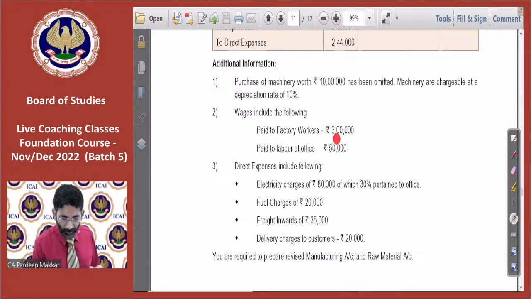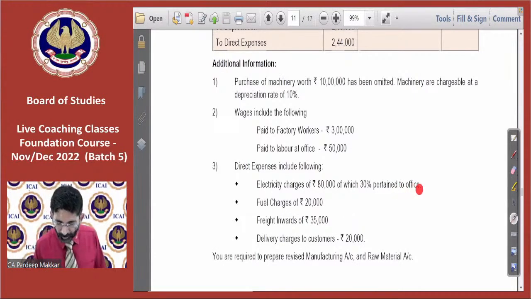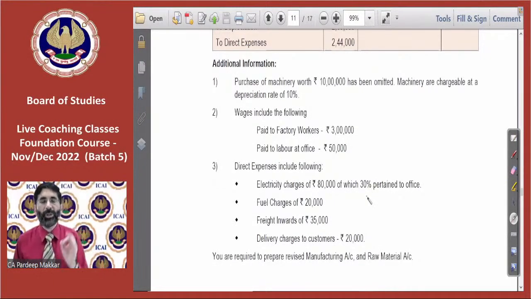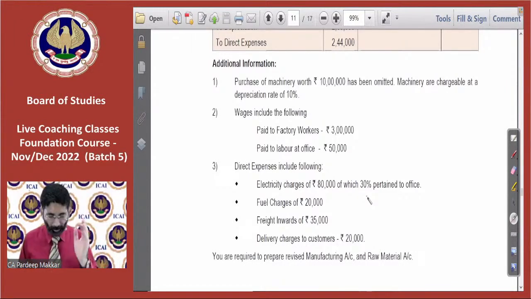So this is for factory workers, hence it will be debited to the manufacturing account. Wages paid to office workers will be debited to profit and loss account. Then direct expenses include the following: electricity charges 80,000, of which 30% pertain to the office. Whatever the office expenses are, that will be debited to P&L account. So 80,000 into 30% is 24,000. It will go to P&L account, and the balance 80,000 into 70% will go to the manufacturing account.